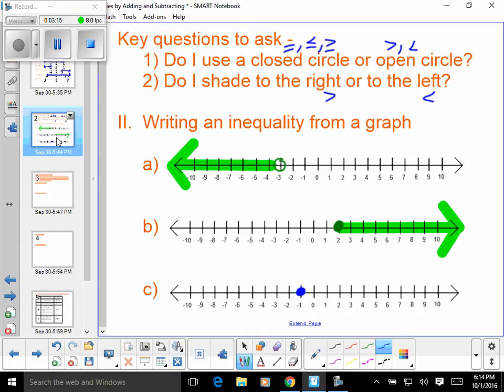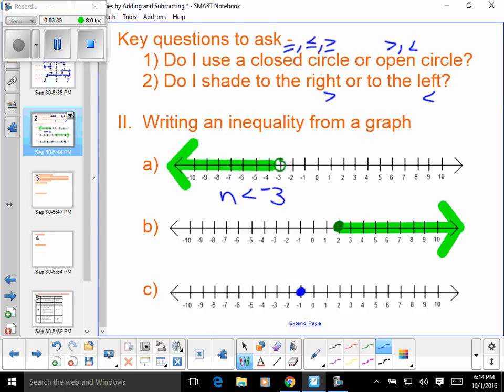Secondly, I'm going to write an inequality from a graph. Now again, I can still ask myself the questions. Do I have a closed circle or an open circle? And on A, I have an open circle. Did they shade everything to the right or everything to the left? Well, they shaded everything to the left. So n is less than negative 3.